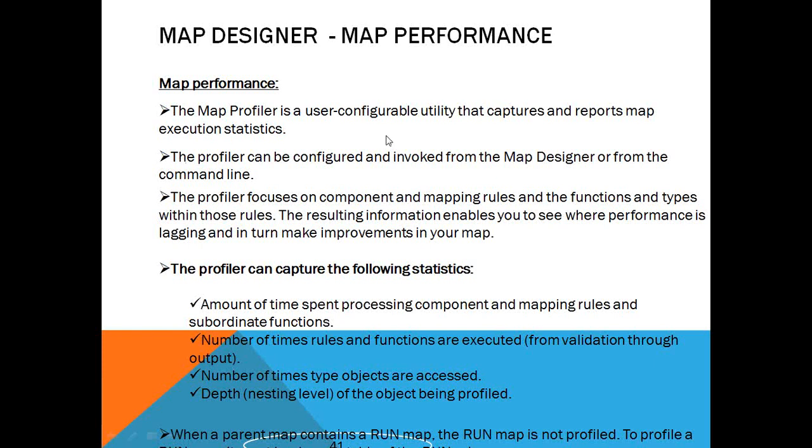The map profiling is a user configurable utility that captures and reports the map execution statistics. That means when you configure the profiler, it will show the statistics of the map, how it is executed, how much time each took for each functional map, each function, how many iterations are there. So by analyzing those things, you can say this function is taking much time, this function map is taking much time. So you have to optimize this. How can you? We have to think about how can I reduce this. Is there any other option to do the mapping instead of using this function? Is there any other way? So you have to think and you have to do the mapping.